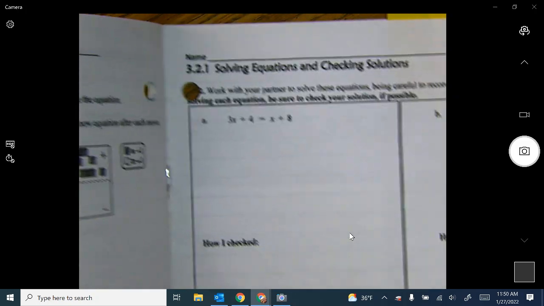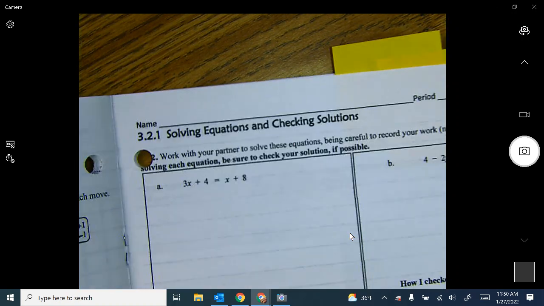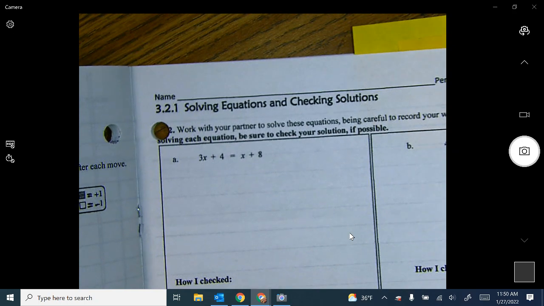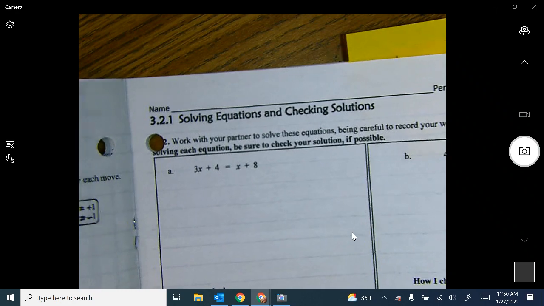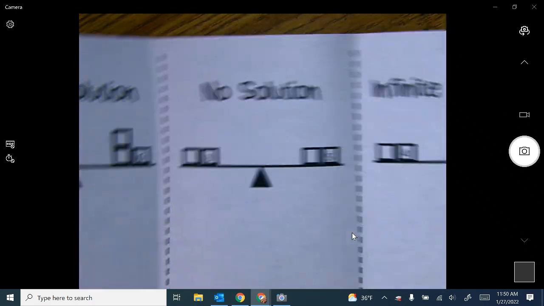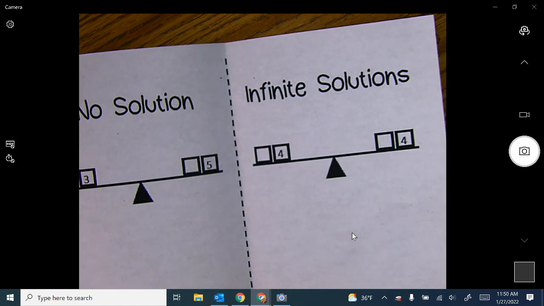Remember we said a solution is the value for x that will make the two sides of the equation equal to each other. Okay, and so far, everything that we've done has had one specific solution, right? X equals something. So now we're going to start talking about special cases where we might not have a solution or we might have infinite solutions. And if we think about the word infinite, that means never ending. So that means any value would make both sides equal there.